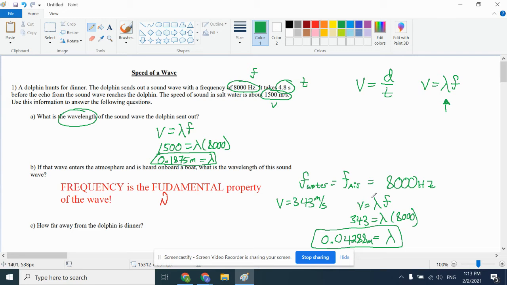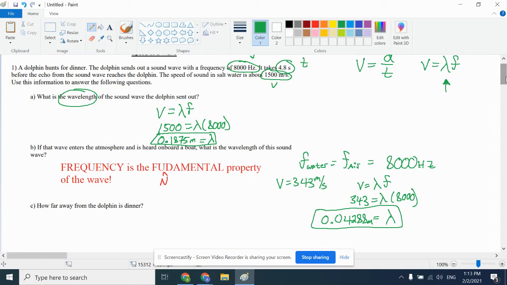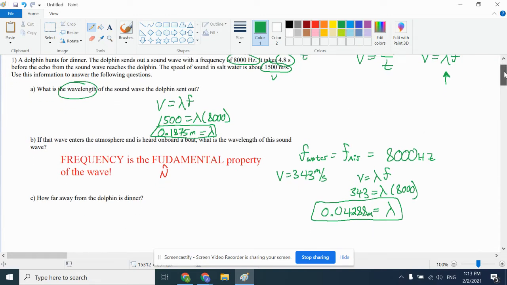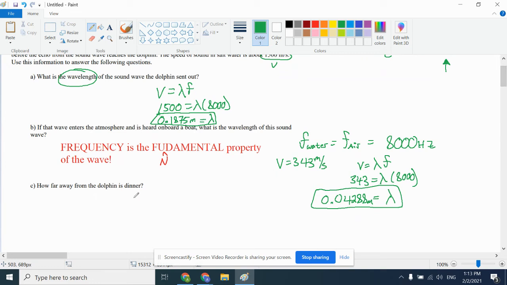Our next question asks, how far away from the dolphin is dinner? So the sound wave was traveling for 4.8 seconds. I can do this in one of two ways. I can cut that 4.8 in half, or I can solve velocity is distance over time. 1,500 equals distance over the 4.8. But it's important to note going this route, what I've actually solved when I've solved the distance is how far did the wave travel? In this case, the wave traveled 7,200 meters.